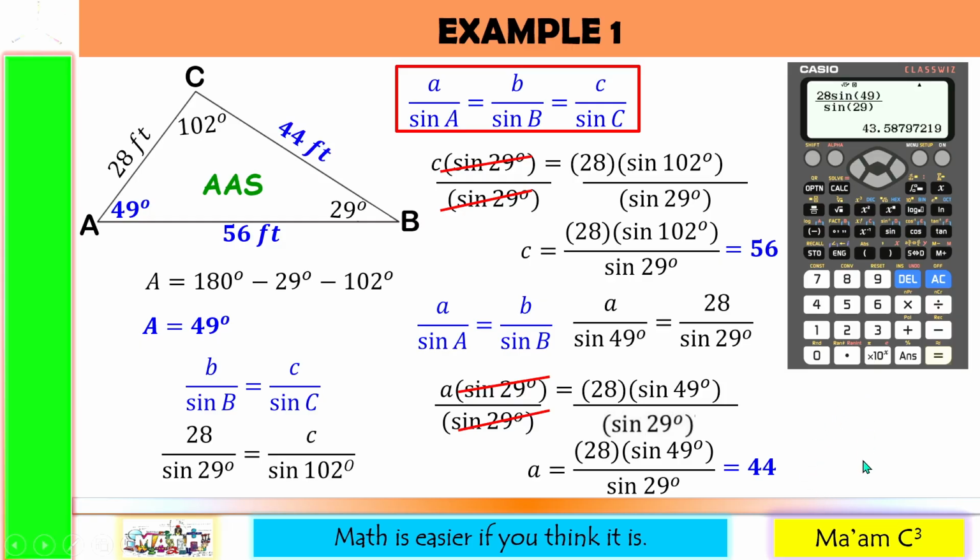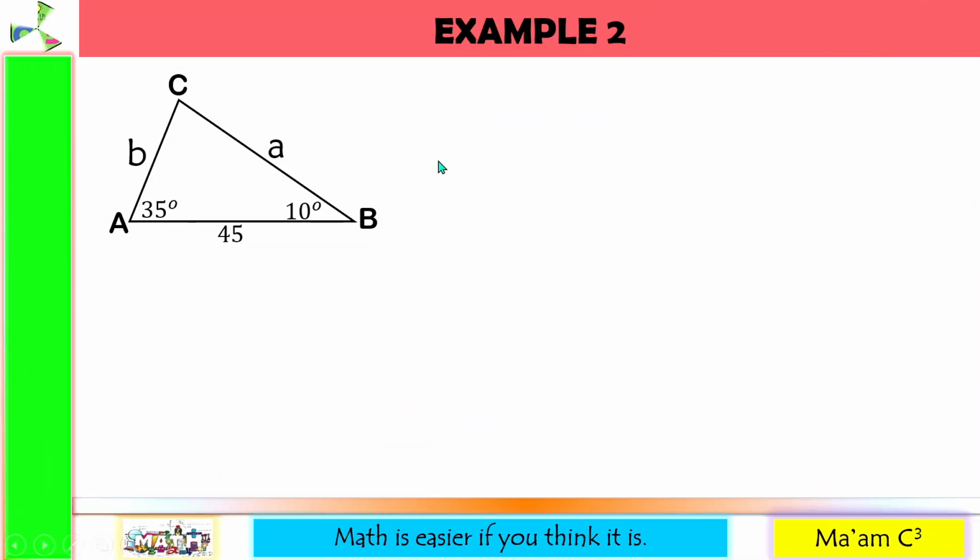Let me enumerate our answers. We have angle A 49 degrees, side A 44 feet, and side C 56 feet. Let's have another example. Again, triangle ABC. Let us analyze. I have here two angles and a side in between the two angles. So, angle, side, angle. Let us recall again our sine law.